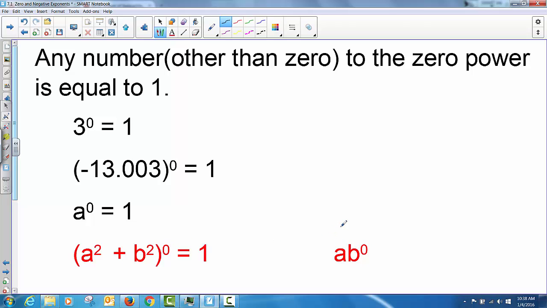Over here, this is as if we've got a times b to the 0, which would actually be a, because b to the 0 is 1, and so you get a. So you've got to be careful about that, okay? The exponent only applies to the item to which it's attached.